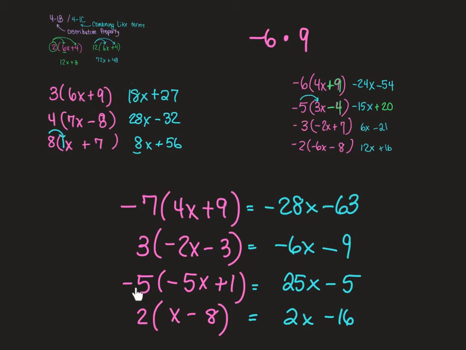All right, negative 5 times a negative 5 is a positive 25. Negative 5 times a positive 1 is negative 5. 2 times 1 is 2. 2 times negative 8 is negative 16.